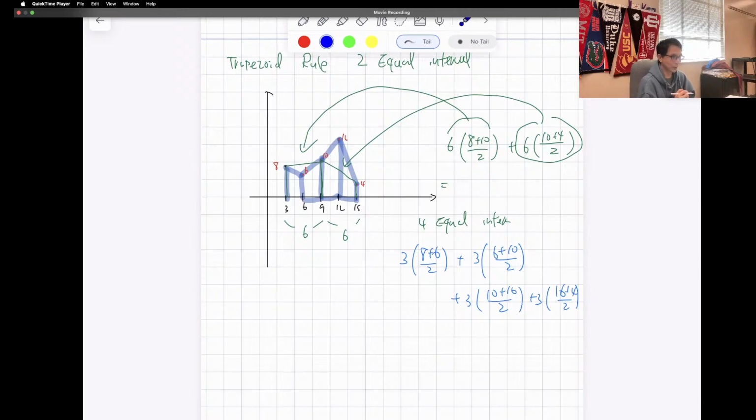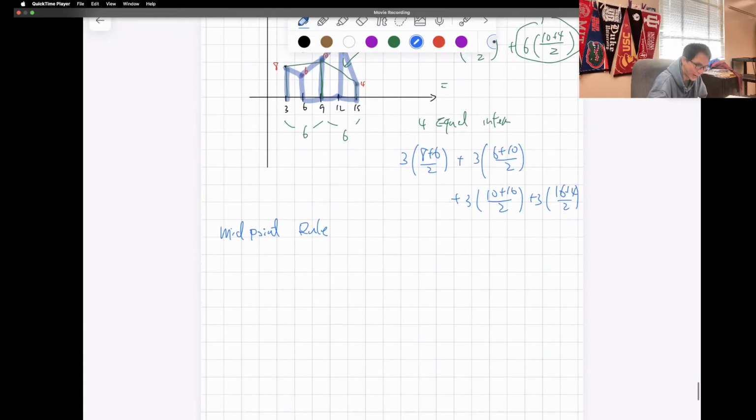Midpoint can only do 2 equal intervals. Why? You cannot do it with 4. Midpoint, you cannot do it with 4, because if you have the midpoint rule, then it has to be 2 equal intervals.